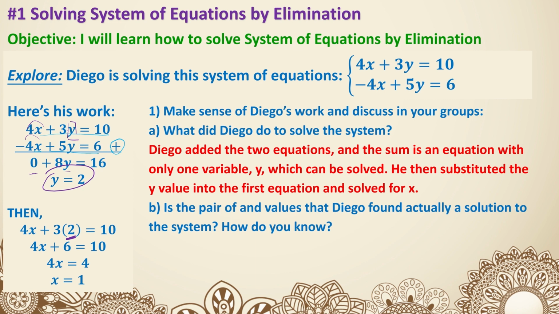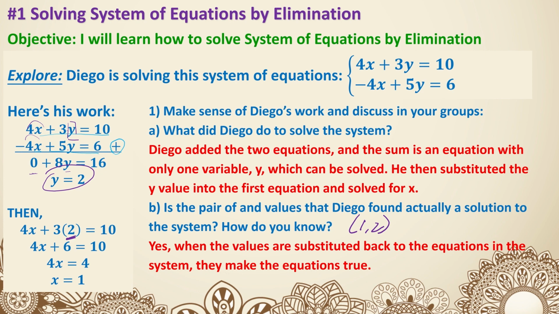Is the pair of values that Diego found actually a solution to the system? Well, the solution is 1, 2. Well, let me actually put it there. It's 1, 2. And it's asking how you know if it actually works. It does work because when the values are substituted back into the equations in the system, they actually make the equations true.